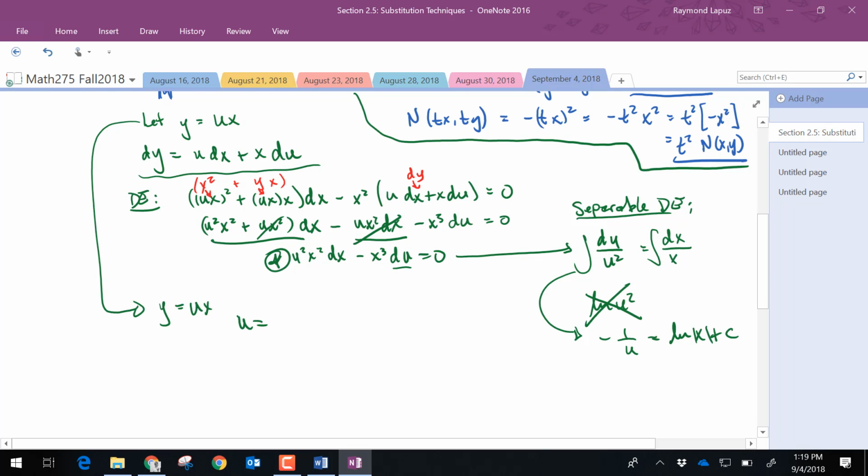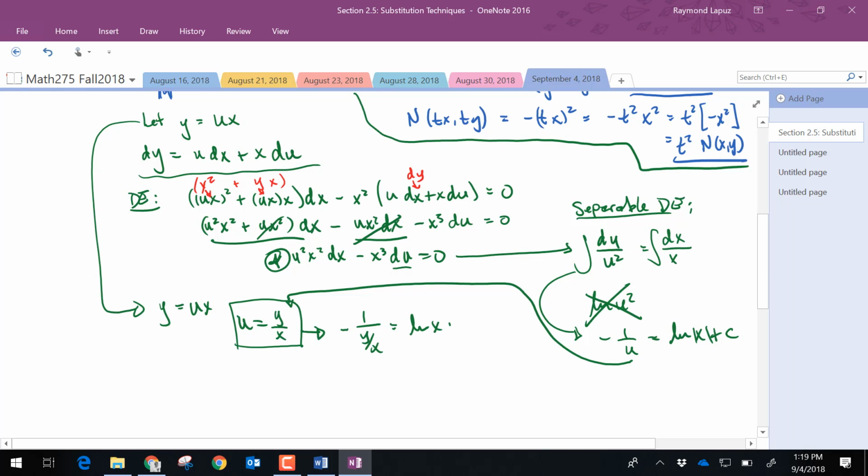is going to be y over x, right? So let's put that in here. And then we should get our result, negative 1 over y over x. I suppose we could just write that as x over y, is equal to ln x plus c. So negative x over y equals ln x plus c.